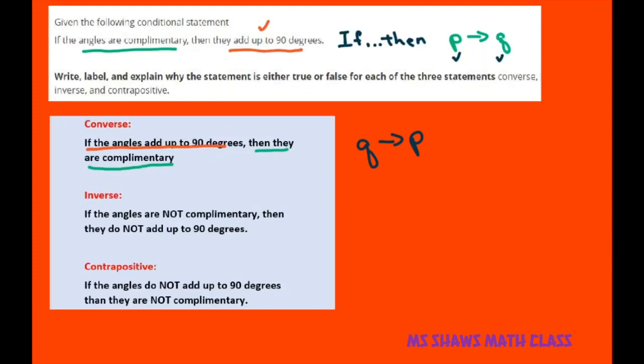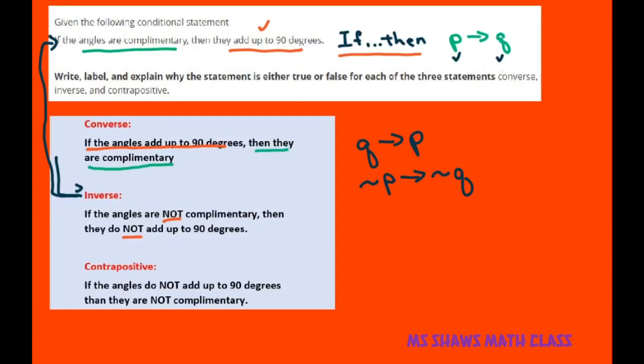Now the inverse goes with the conditional statement. I remember they both start with I's. And I mean by they go with it, meaning that they have the nots in them. So all you're doing is copying down the if-then statement and adding the not. So if the angles are not complementary, then they do not add up to 90 degrees. All you're doing is taking your PQ and writing not, that's a tilde sign, not P, if not P, then not Q. All right?